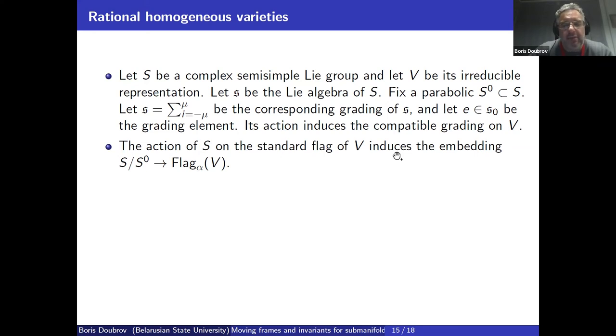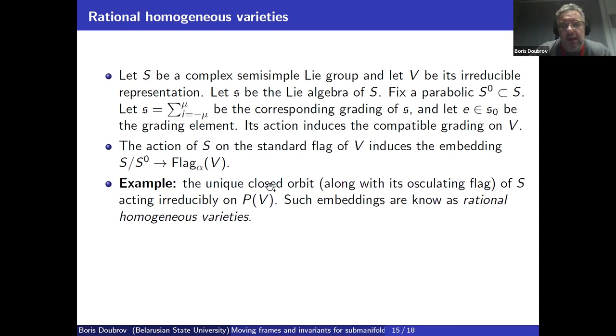And we act on this flag by S, and this gives us an embedding from S/S_0 into a flag variety, where alpha is some indices of dimensions of the subspaces we get in V via this compatible grading. You can think about this also as a unique closed orbit of S acting irreducibly on P(V). This is one of the examples. What the definition I gave is a bit more general. We of course have a lowest vector or a highest vector of this representation, but we might have many more vectors which are not highest or not lowest, but having the same degree as highest and lowest vectors.